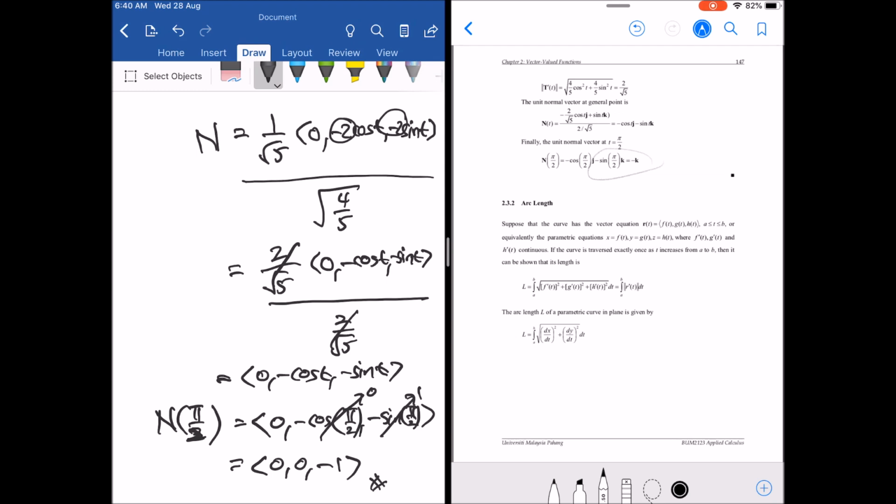So that's it for the unit tangent vector, unit normal vector, and binormal vector. Please do all these exercises and tutorials in your module. And thank you for taking your time to see this online lecture. See you.